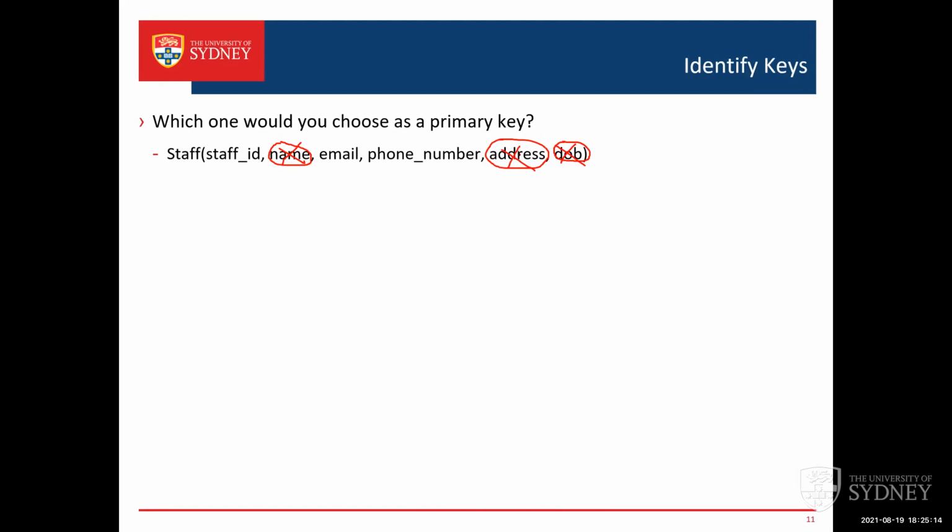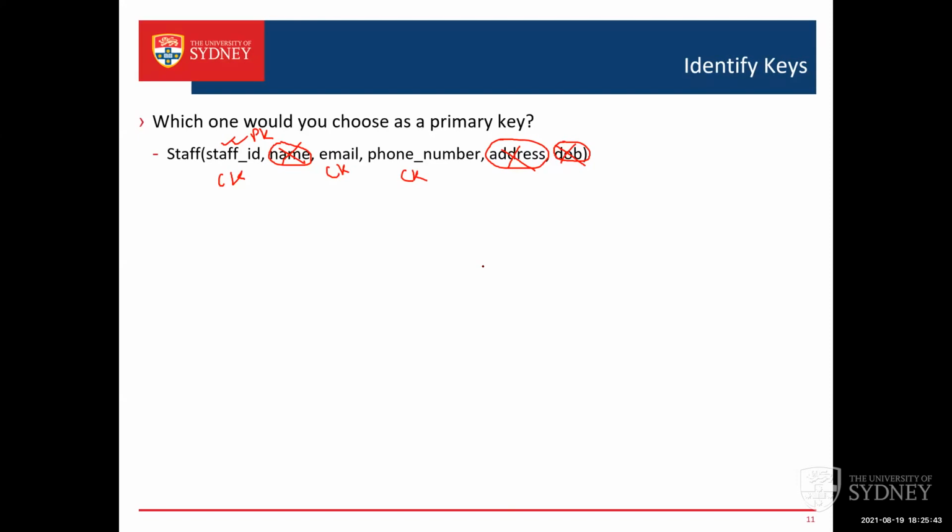Yeah, so these three, staff ID, email, and phone number, are candidate keys. From these three things, whatever you choose, most of you choose staff ID, so that would be a primary key. If someone chooses email, that's fine as well. Okay, we should stay.